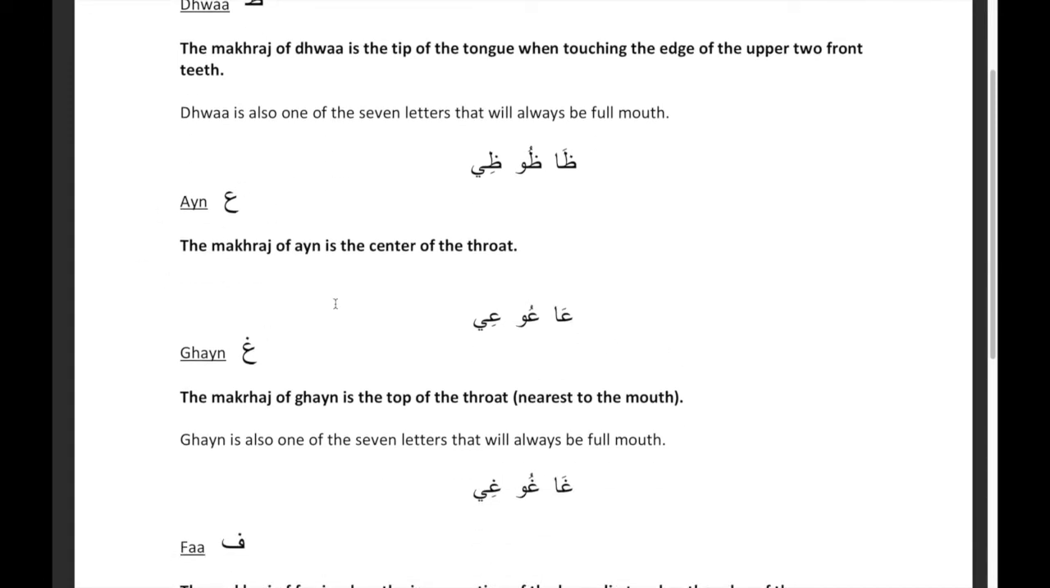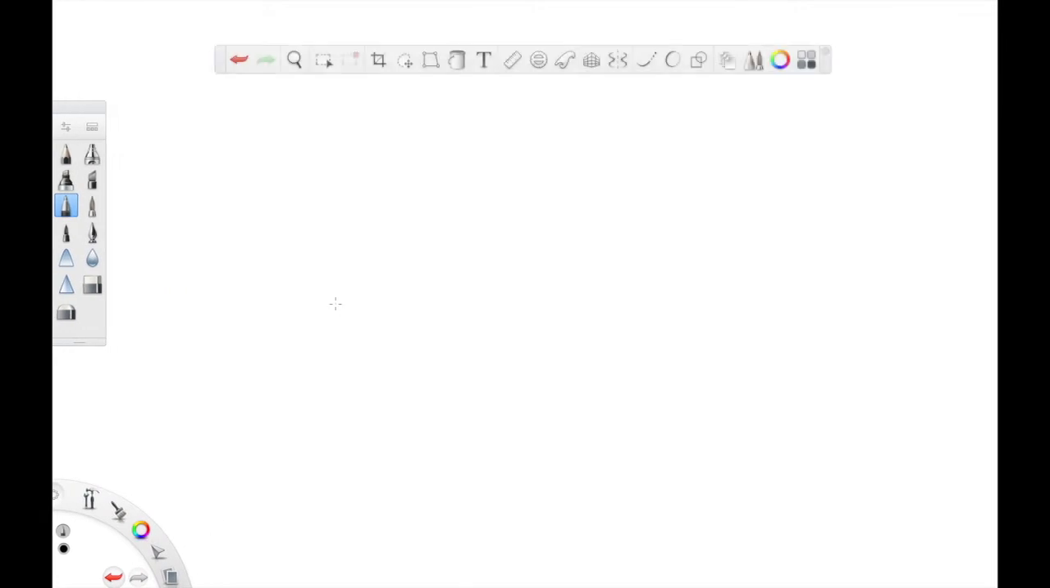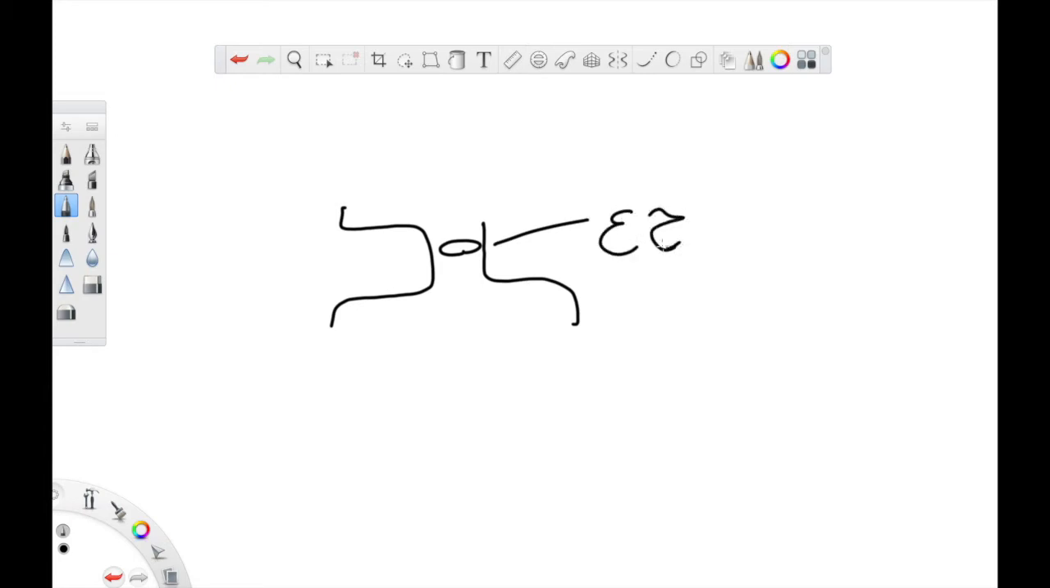The next letter is Ayn. The makhraj of Ayn is the center of the throat, and we did another letter from the center of the throat, which is Ha. So remember, the center of the throat is this part right here. So far we've had 2 letters here. We've had Ha and Ayn.